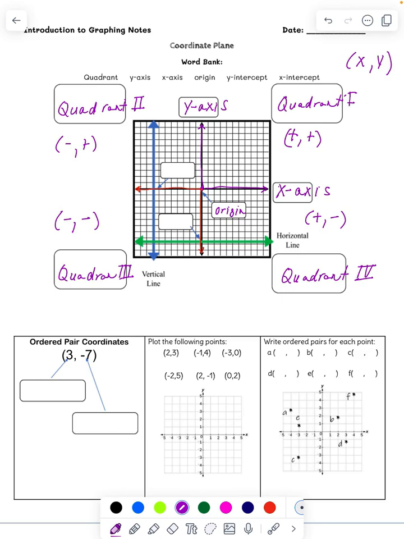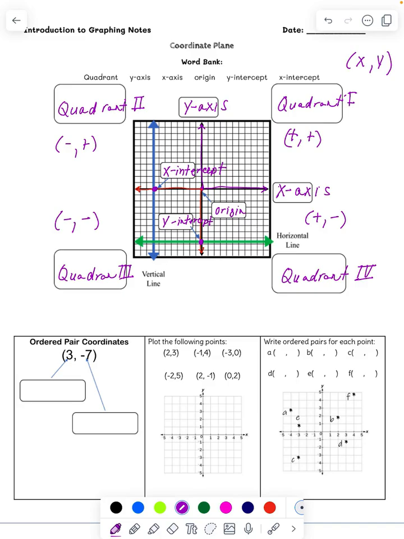Now, right here where the green line is touching the Y-axis, this is called a Y-intercept. In other words, it's crossing the Y-axis. So here, where the red line is crossing the blue line on the X-axis, this is called an X-intercept. And they're going to become very important in this unit. You're going to learn how they can help you graph lines.